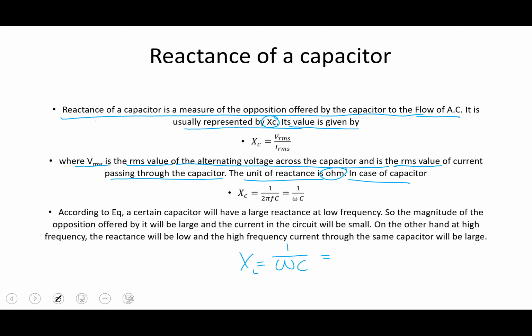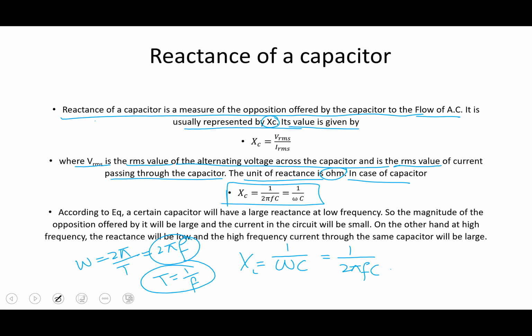Omega is equal to 2 pi over T, because it is angular frequency, so it is 2 pi F, because we know that the time period is the reciprocal of the frequency. So instead of writing it like this, we can say XC is equal to 1 over 2 pi FC. So this is the formula.